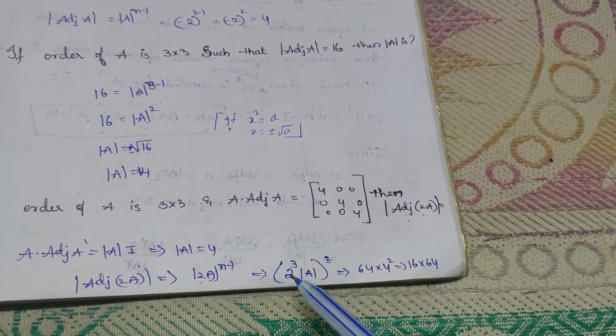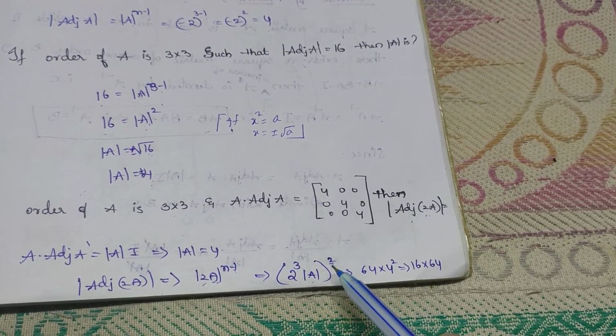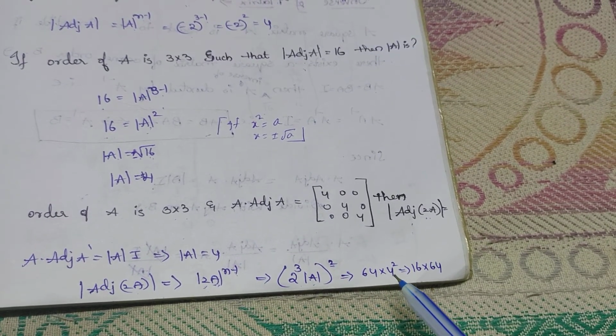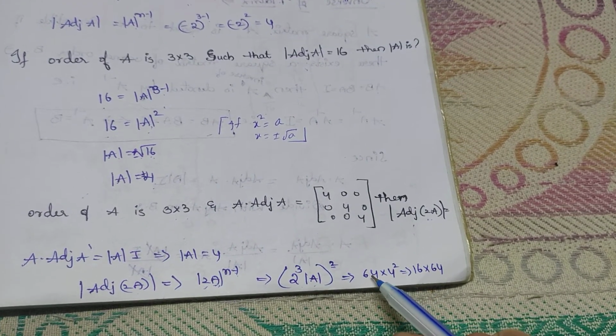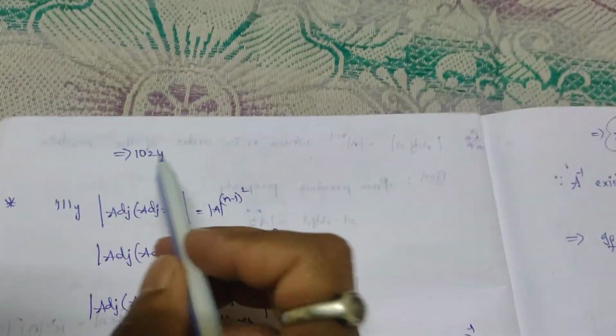So 2 cube whole square means 2 power 6. That is 64. Det A whole square. Det A value you got here is 4. That is 4 square. Sorry, 4 square means 16. So 64 into 16. That is the answer. Once you simplify, that value becomes 1024.